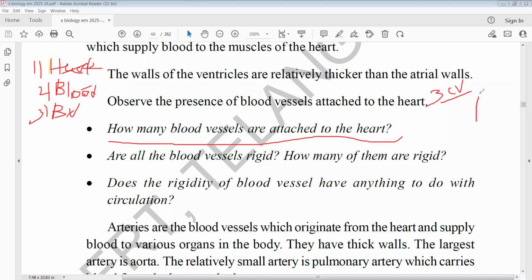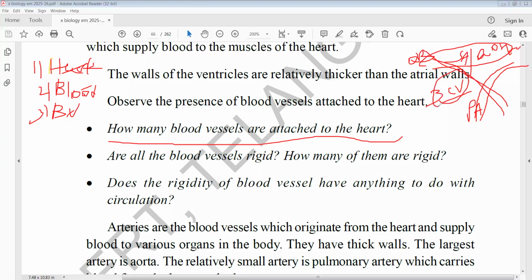And another one: the pulmonary artery goes from the heart to the lungs. This is one blood vessel, the pulmonary artery, which carries the DOB, deoxygenated blood. Whereas the systemic artery carries blood to body parts. The systemic artery is also called the aorta. It is the biggest blood vessel. The aorta carries the OB, oxygenated blood, from the heart to body parts. So these are the blood vessels which are attached to the heart.